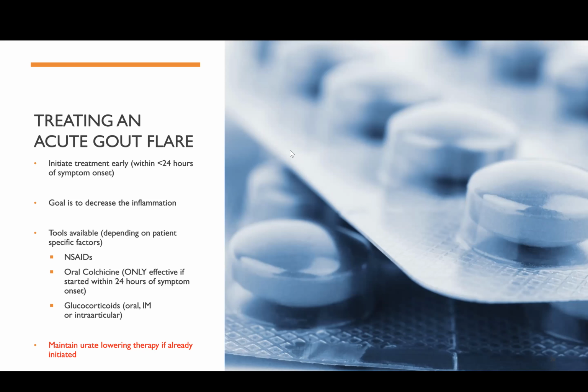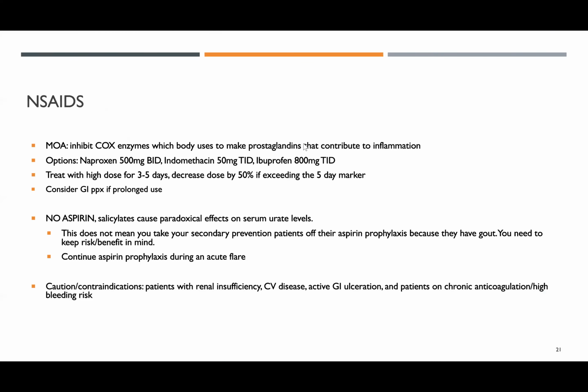point. Okay, so NSAIDs. Being a big nerd, mechanism of action for NSAIDs, they are COX inhibitors, which causes you to not make prostaglandins, which are a mediator of inflammation. Cool. I'm insulting my own writing. Some of the options you have, you can use naproxen, indomethacin, ibuprofen. Usually you treat with high doses for 3 to 5 days, and then just be conscientious after that 5-day marker. You cut the dose in half if somebody's still having a flare.